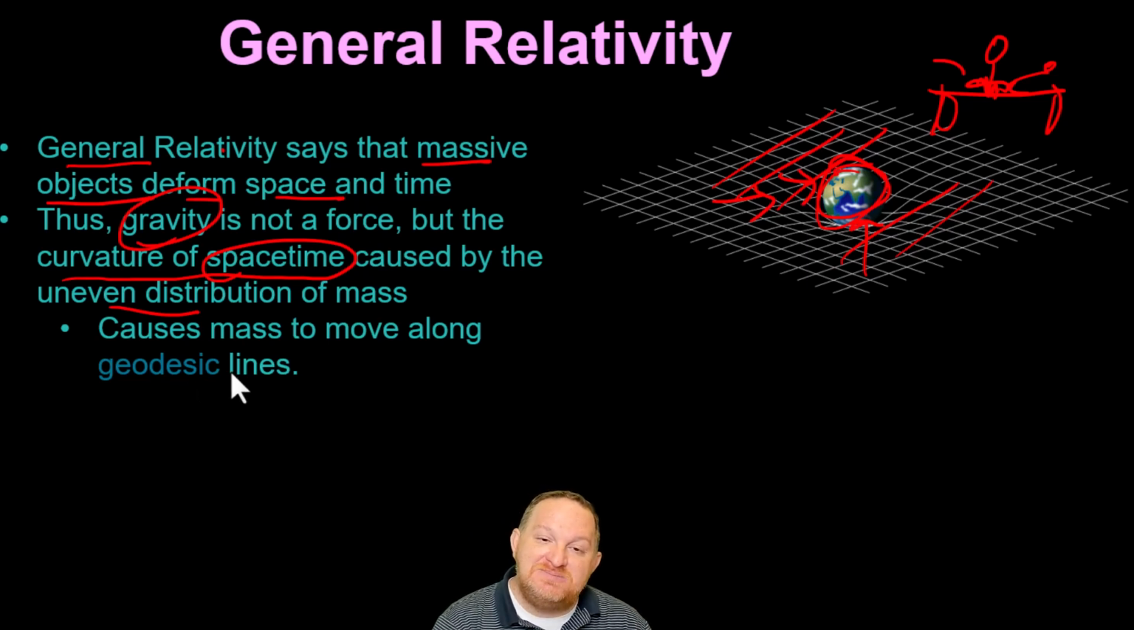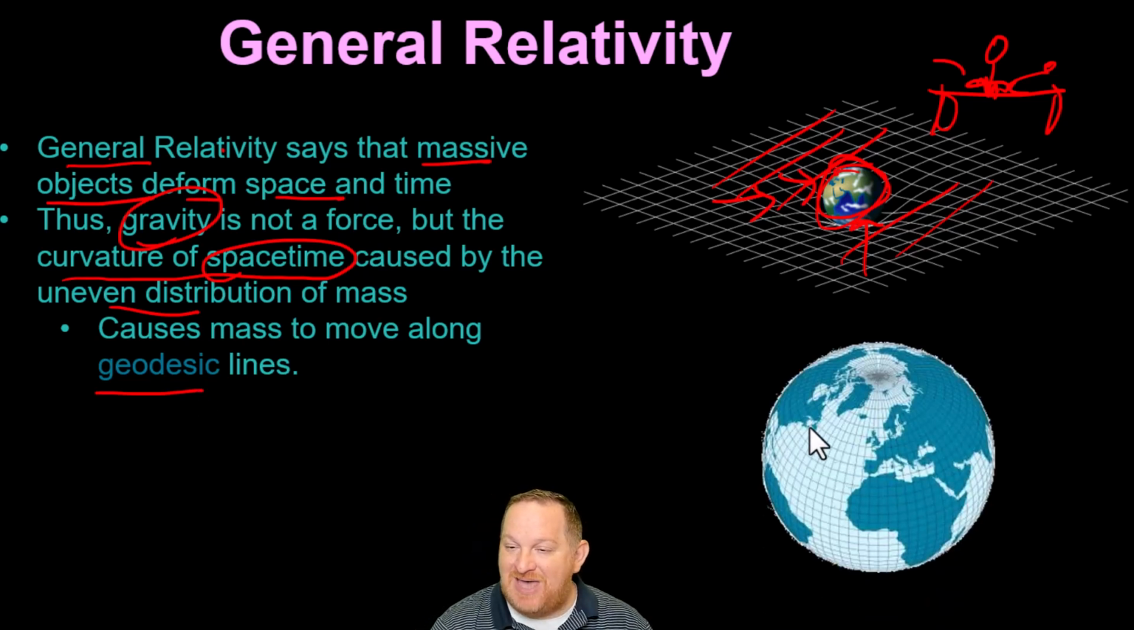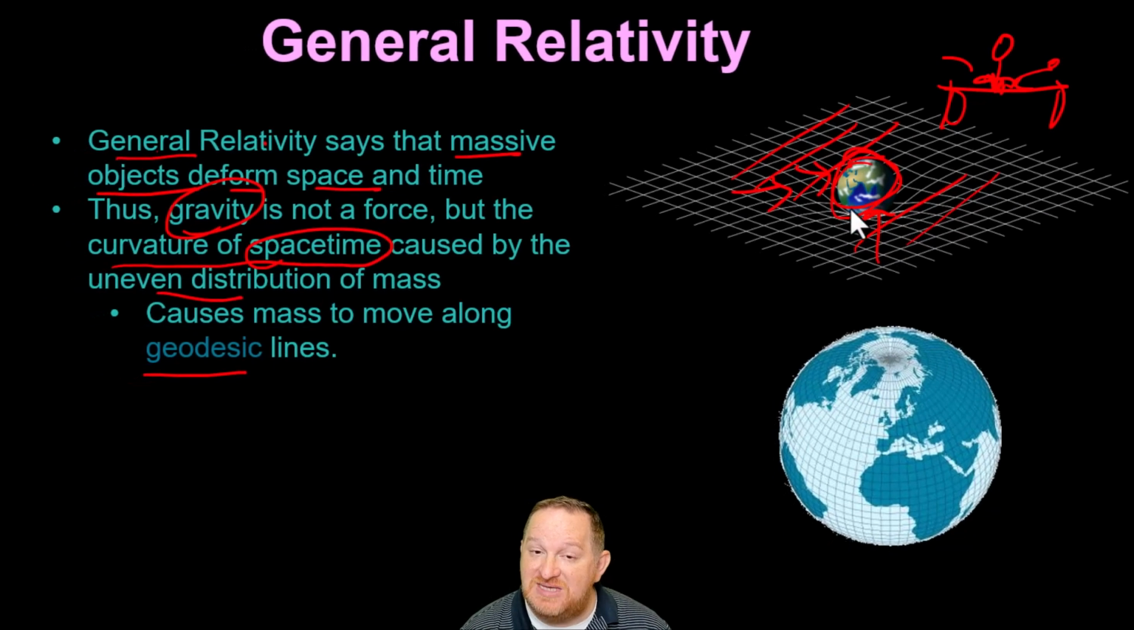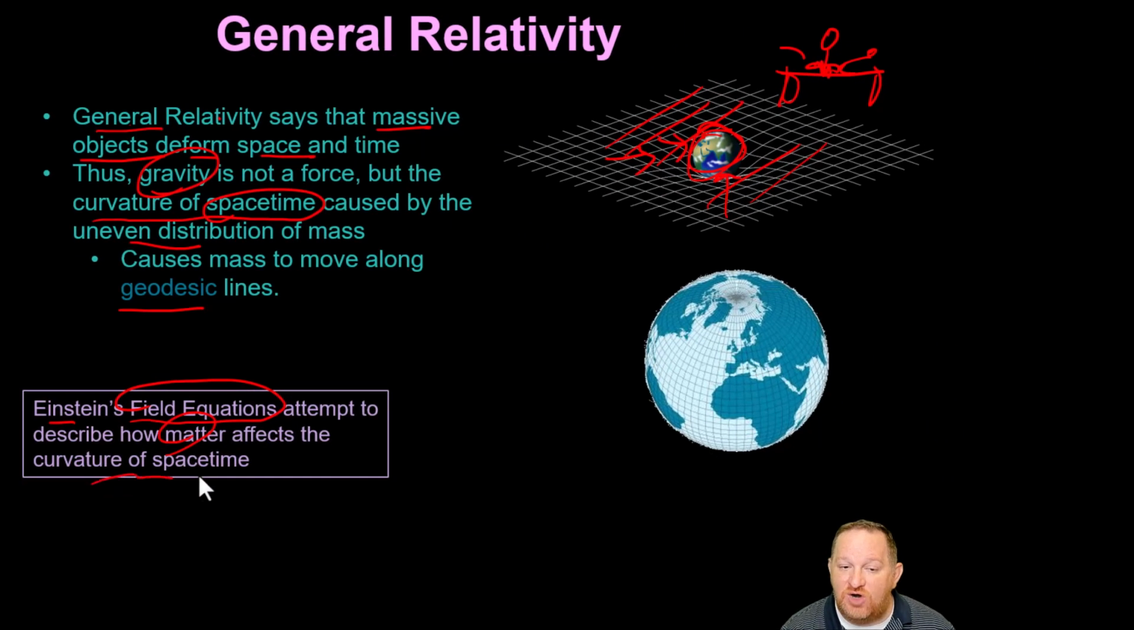So these masses will move along what we call geodesic lines. And so I've sort of mapped out some geodesic lines. Basically, it's just the quickest way to get from point A to point B. So geodesic lines are what are going to be bent here and move these masses along them. This gets very complicated, and I'm not going to go into all of this, but Einstein tried to come up with some equations. His field equations really attempt to describe how matter is affected by the curving of space-time.